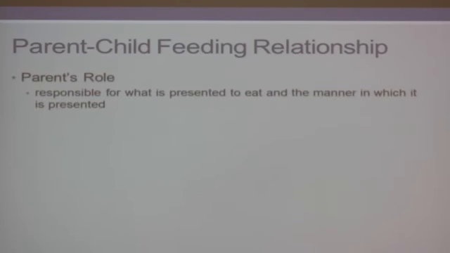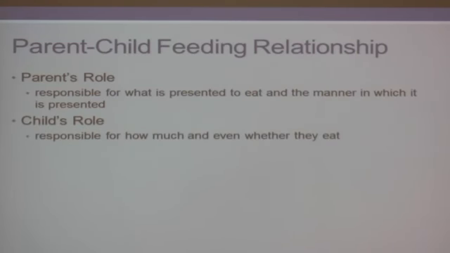So this feeding model says that it's the parent's role, that they are responsible for what is presented, so what is offered to eat, and the manner in which it's presented. So, sounds pretty simple, right? And then it's the child's role to decide how much or even whether they're going to eat in that situation.